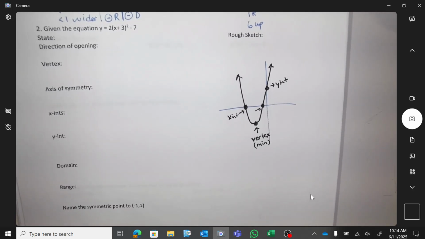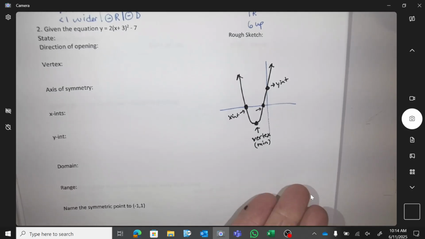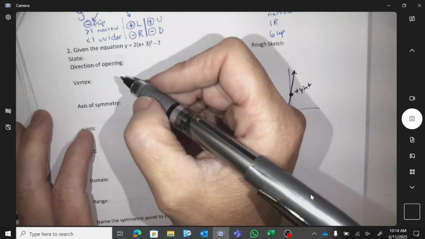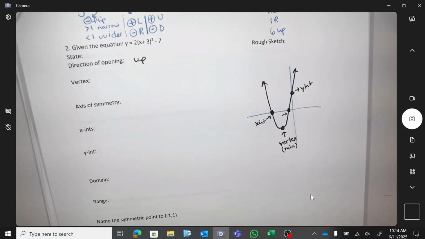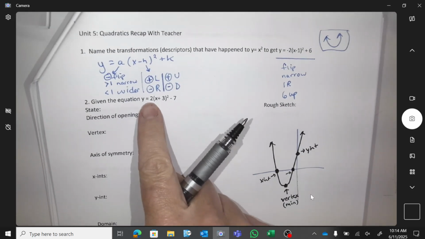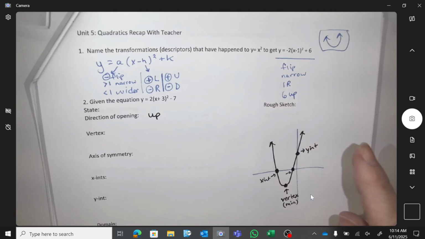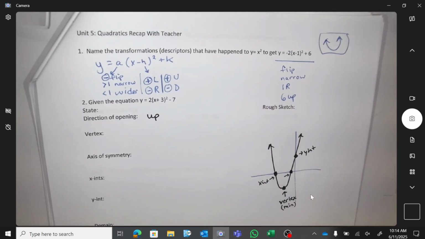Okay, so direction of opening, you should look and say, does it open up or down? Hopefully that's a free point. It opens up, because the multiplier here was positive, so I didn't have to do the flip thing.